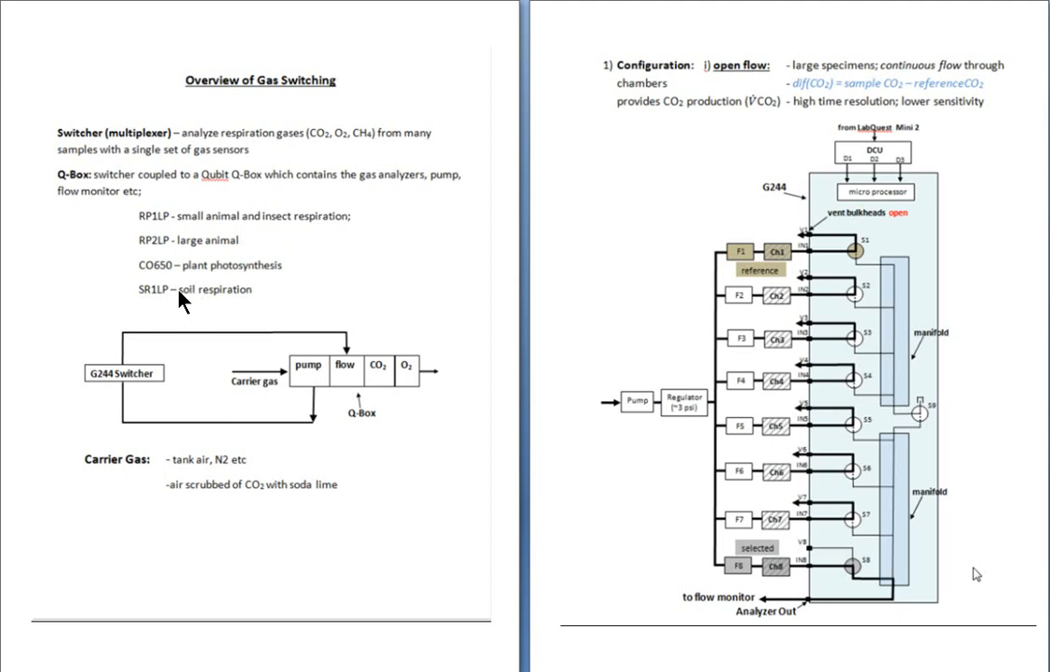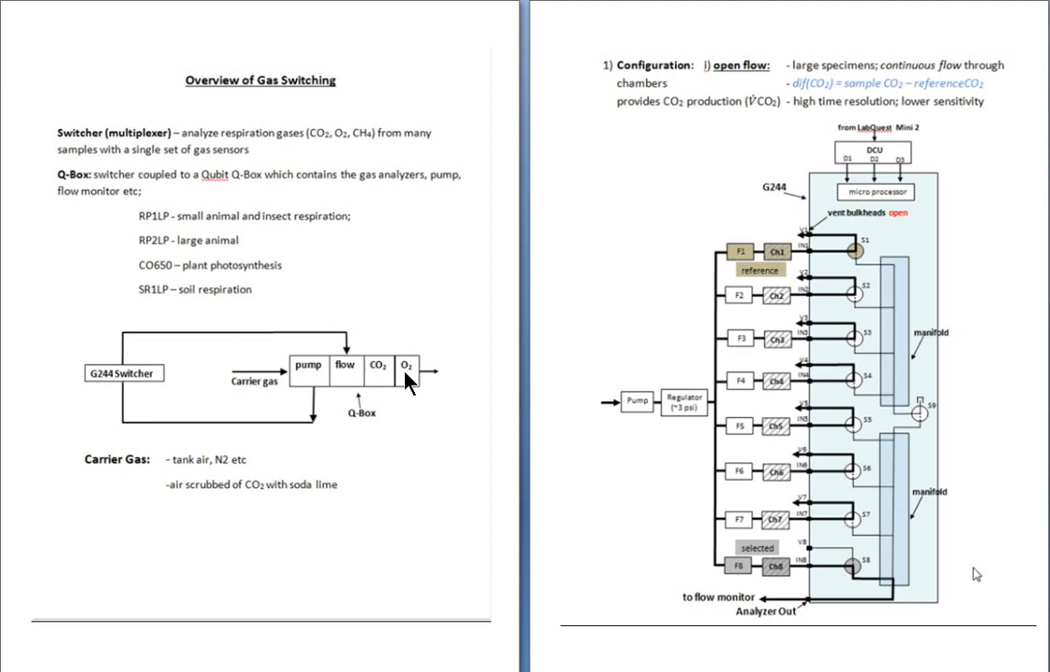Here I show the overall design. The switcher is coupled to a Q box. The Q box pumps in a carrier gas, passes it onto the switcher. The software selects a particular sample for the gas to be passed back to the Q box, where flow is measured and the concentration of CO2 and O2 is measured before the gas is vented to atmosphere.